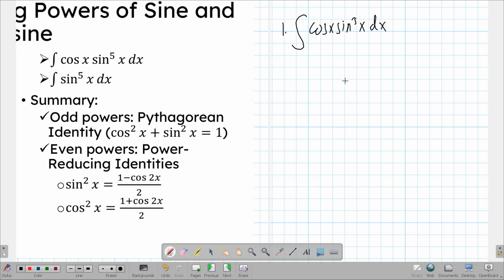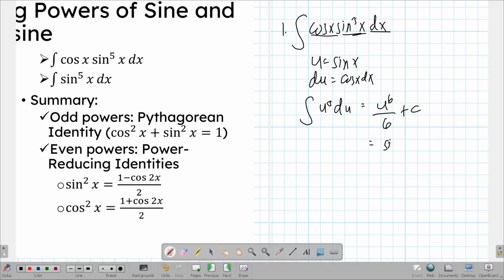If we let u be equal to sine x, then du will be equal to cosine x dx. So this gets replaced, and we can do the u substitution. This becomes the integral of u to the 5 du. Following our basic integration formula, this becomes u to the 6 over 6 plus c, which becomes sine x to the 6 over 6 plus c, or 1/6 sine to the 6 x.